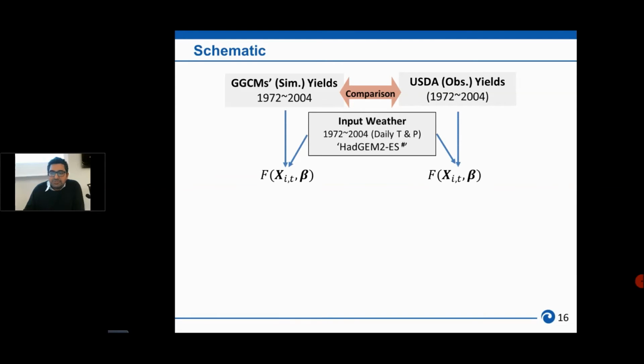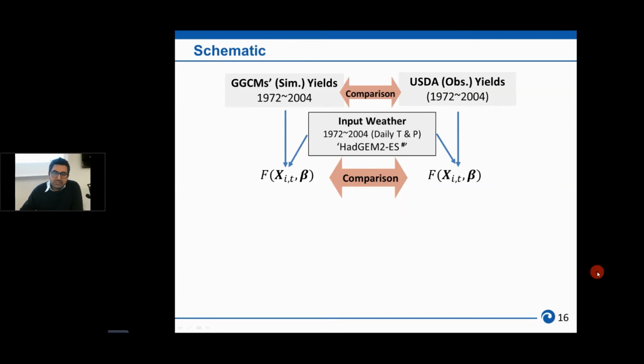We use this daily temperature and precipitation, and for both the process-based models and the observed data, we come up with a reduced form response function. So if you look at the one over here for the crop models, this is typically an emulator, and this is your empirical model.